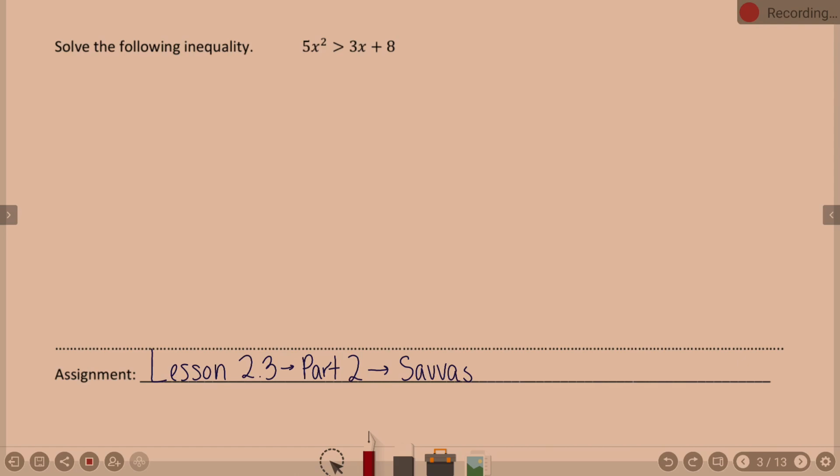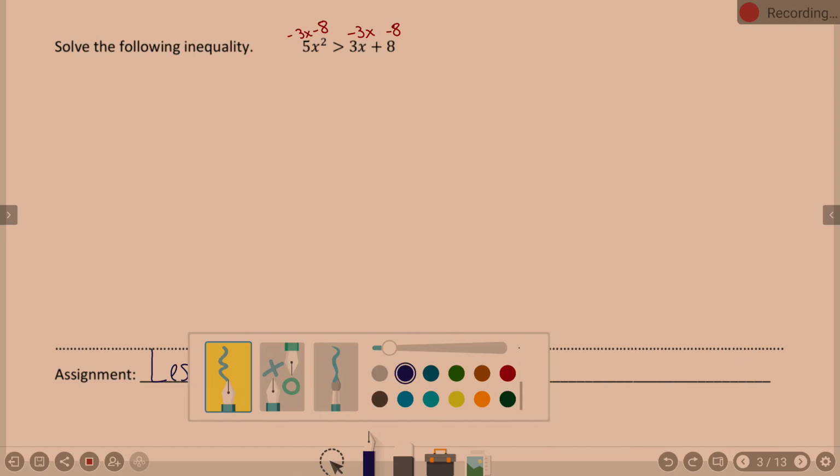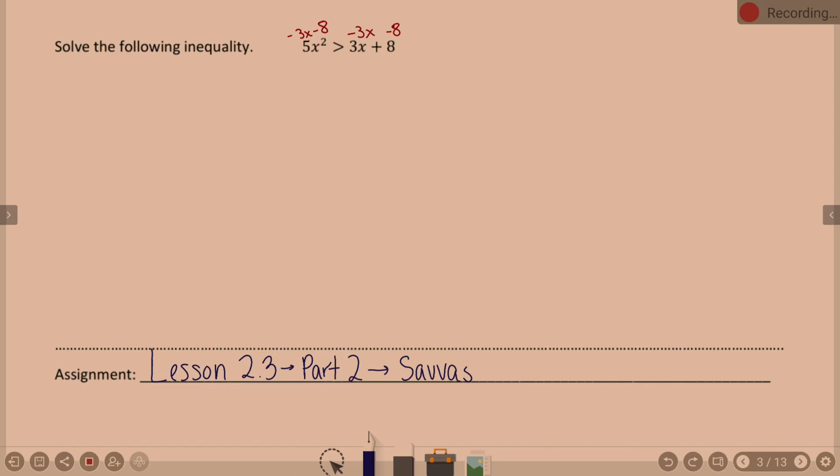So we need to get this inequality so it has 0 on one side. I would say equal to 0, but it's not going to be equal to 0. So how can we get this so that the 0 is on one side? Subtract the 3x and subtract the 8? Yeah. Is that where we're going with that? I knew what I was trying to say, but I can't say it. So when I subtract the 3x and subtract the 8, I'm now going to have the inequality 5x squared minus 3x minus 8 is something 0.